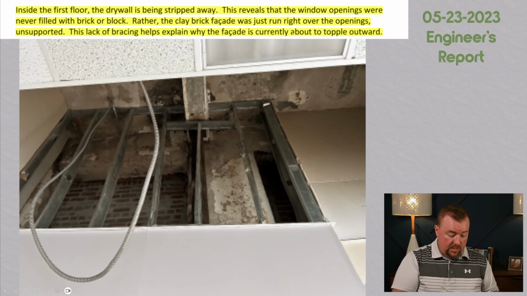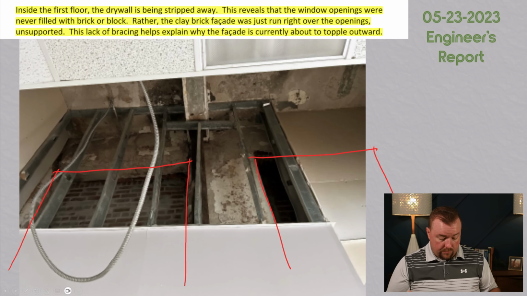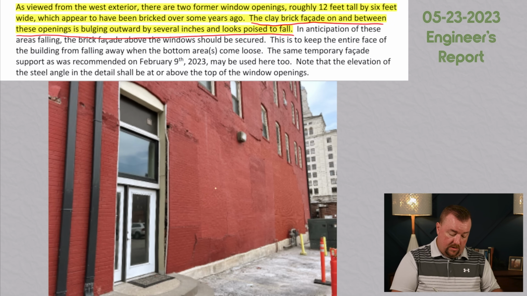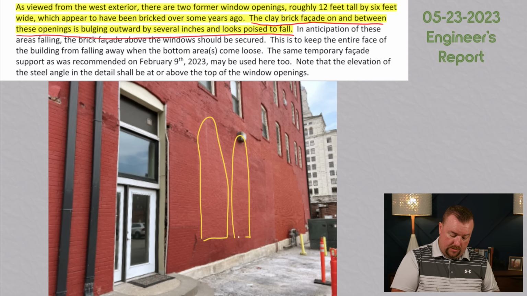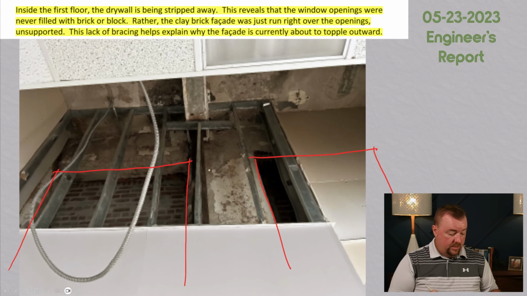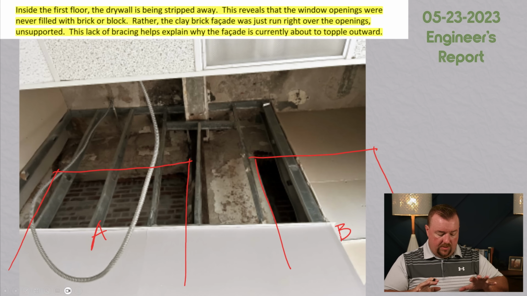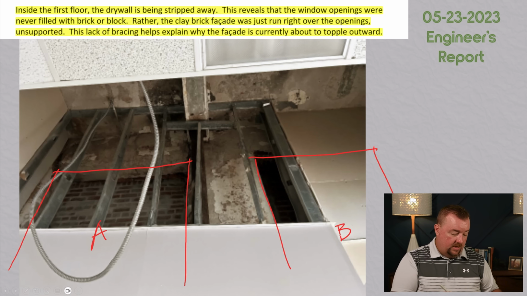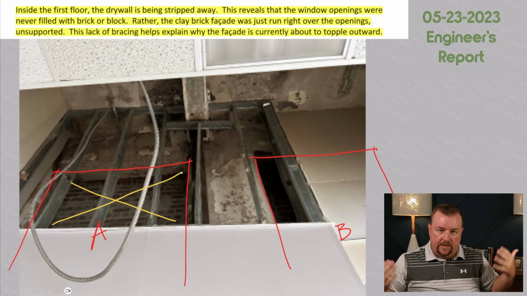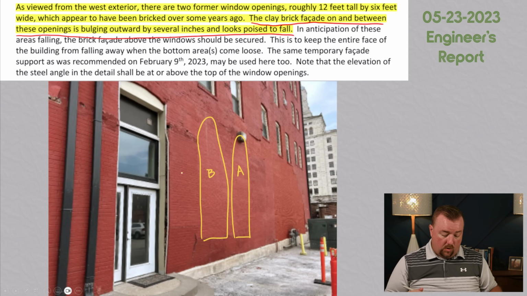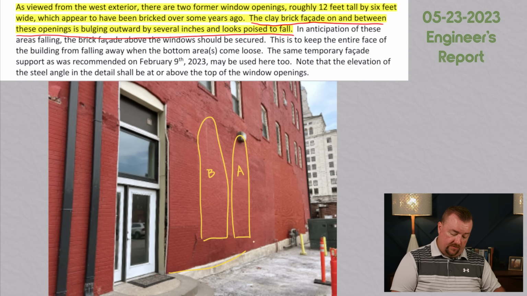Now follow this logic. He's saying this opening right here, that's one of the window openings, and this window opening right here. All right? And I'm going to label these for you. So let's call this A and let's call this B, and then when you go to the inside, you are looking at A and you're looking at B. And he's claiming that because all this brick was just simply skinned over an opening and it doesn't have anything to back it, that is why all of this area is bulging.